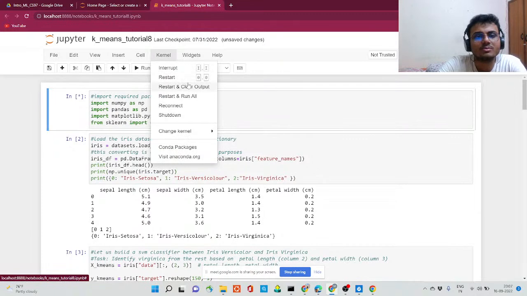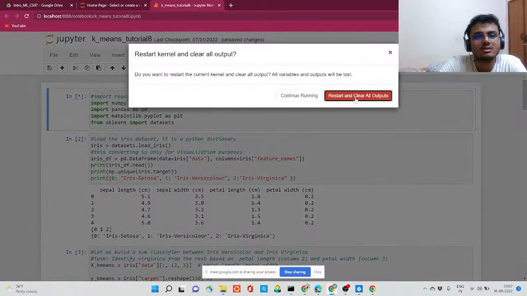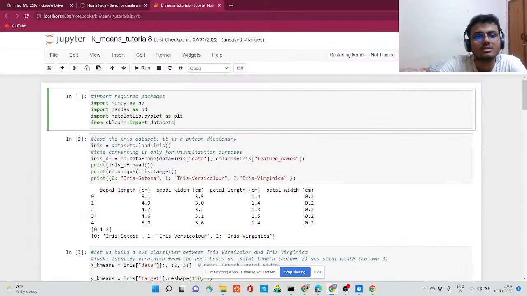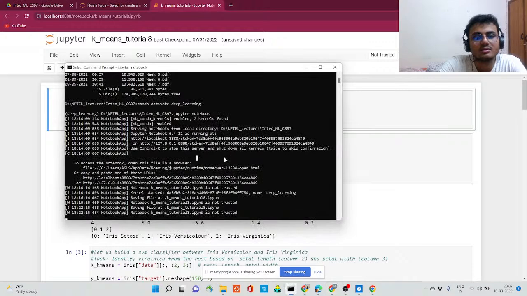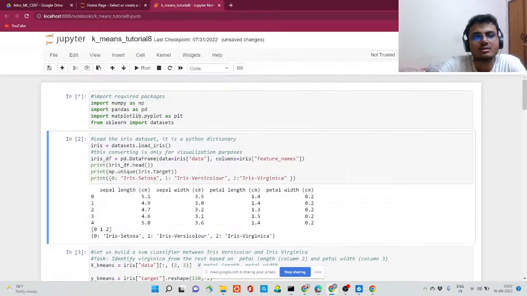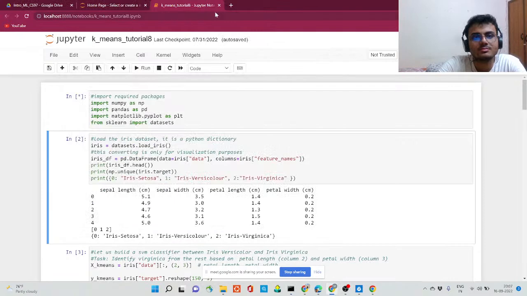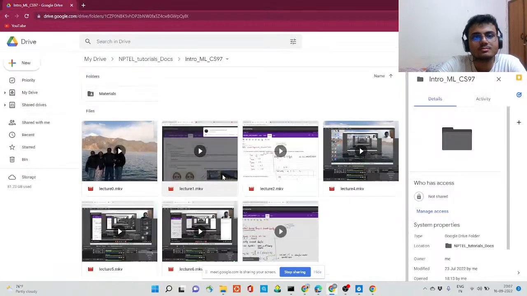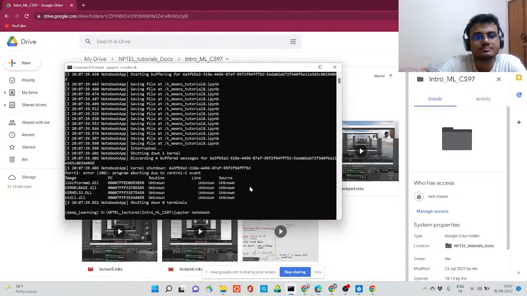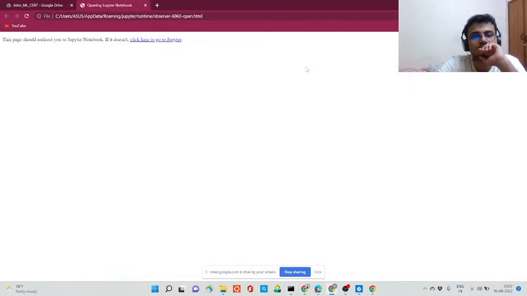The kernel has stopped. Just a second. Okay.